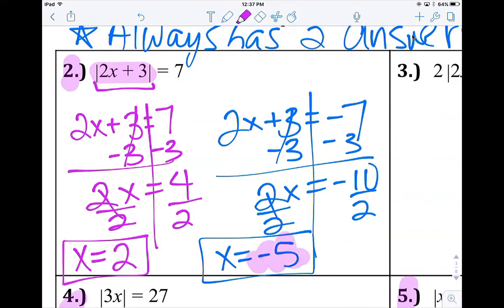Now let's check -5. So again, plugging it back in for x, 2 times -5 is -10. -10 plus 3 is -7. Absolute value of -7 is +7. So that's going to work out as well. So it's always a good idea to check your answers. And notice that they're different numbers. A lot of times people get one answer, they'll get 2 and they'll be like, oh, it's 2 and -2. That does not always happen. So you want to make sure you work it out fully.